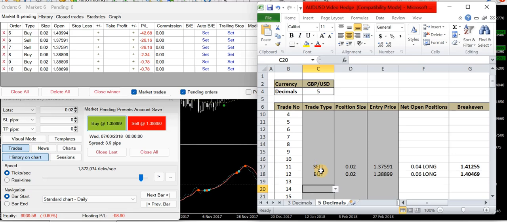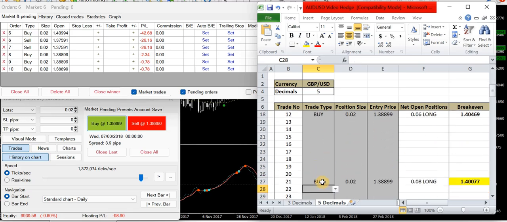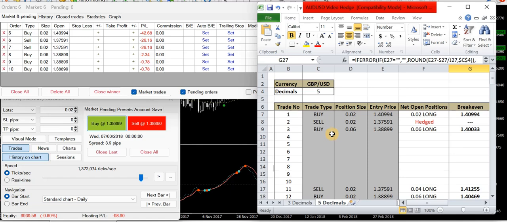Here's sequence 2, a sell and a buy. And here's sequence 3 down here. Now sequence 3 also gives me an overall. So the overall break even is 1.40077, and that's plus 0.08. Now if we go back up, the sequence 1 break even is 1.400. I'm writing this down, and that's plus 0.06. So it's giving me 2 break even levels basically.